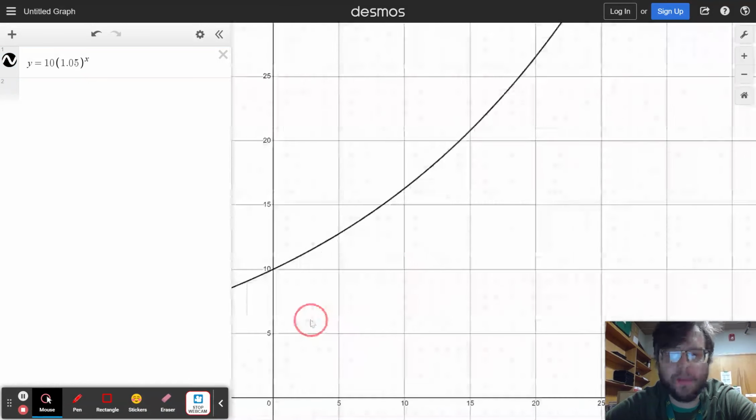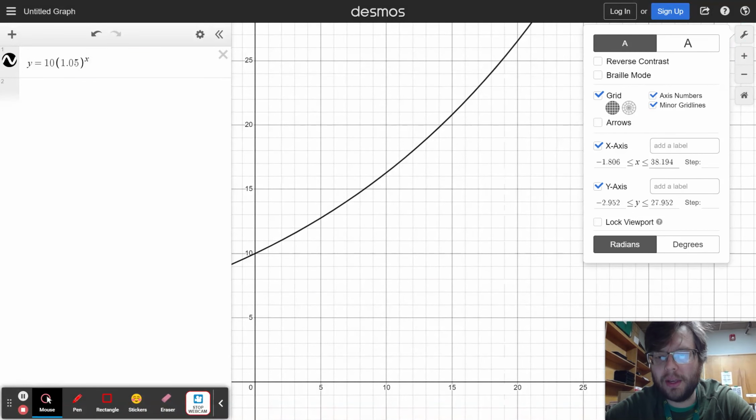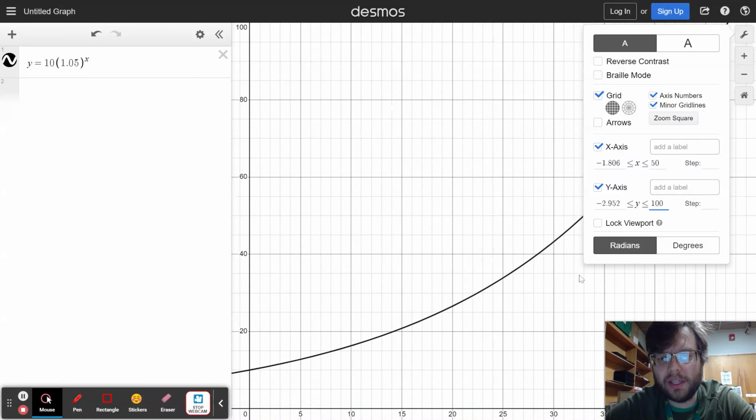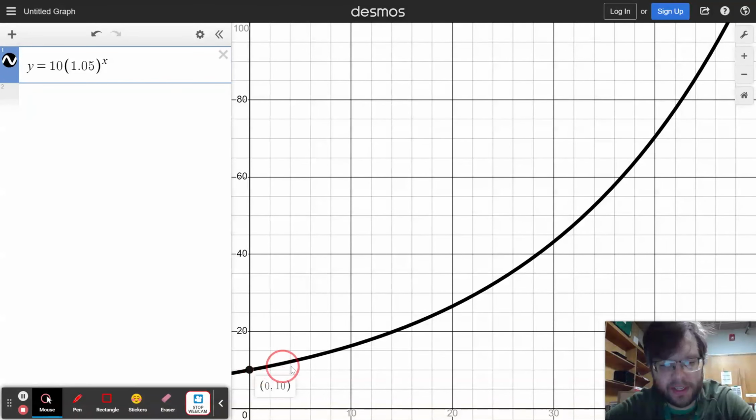Okay, and let's give ourselves a different viewing window here. Let's make our x go to 50 and our y go to 100. All right, so that's a pretty common exponential graph here. Maybe the 5% is every month. So the number of ants starts at 10,000. Every month you've got 5% more.